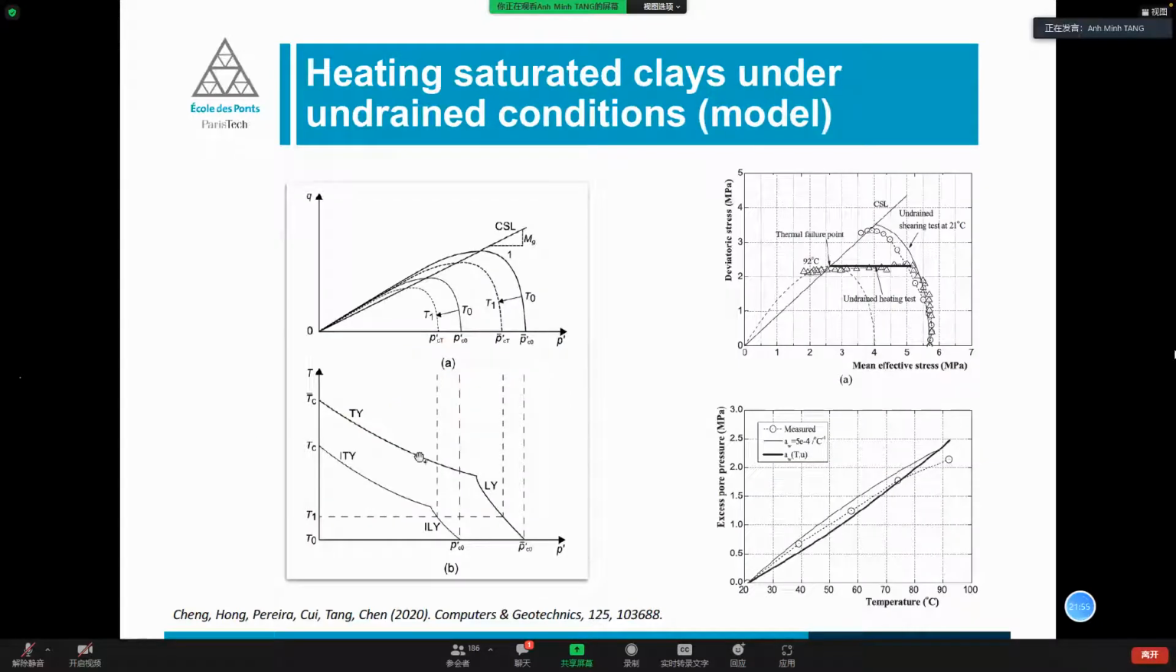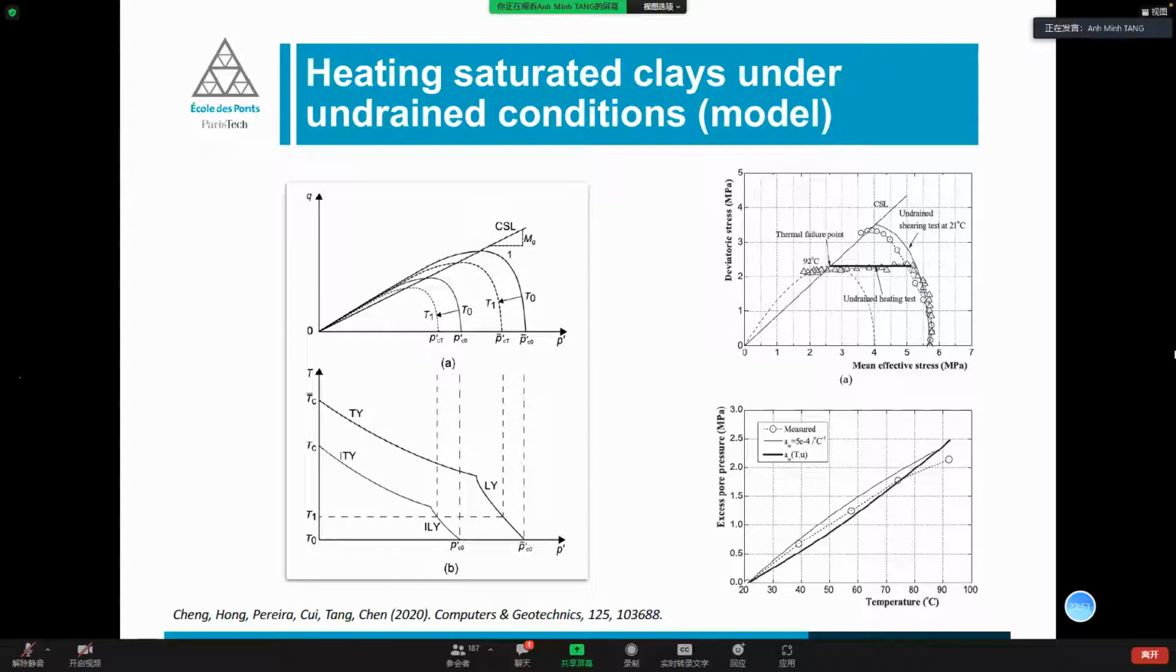Again, if we use the same model that I showed before, but now to simulate undrained conditions, we can reproduce the change of pore pressures when you change the temperature here. You can also predict what happened in a test where we first perform an undrained shear test at 21 degrees, and then keep this deviatoric stress and heat the soil. Heating under undrained conditions increases pore pressure, so it decreases the mean effective stress, and it can reach failure again here. We call that thermal failure. Just because of heating, you can also induce failure.